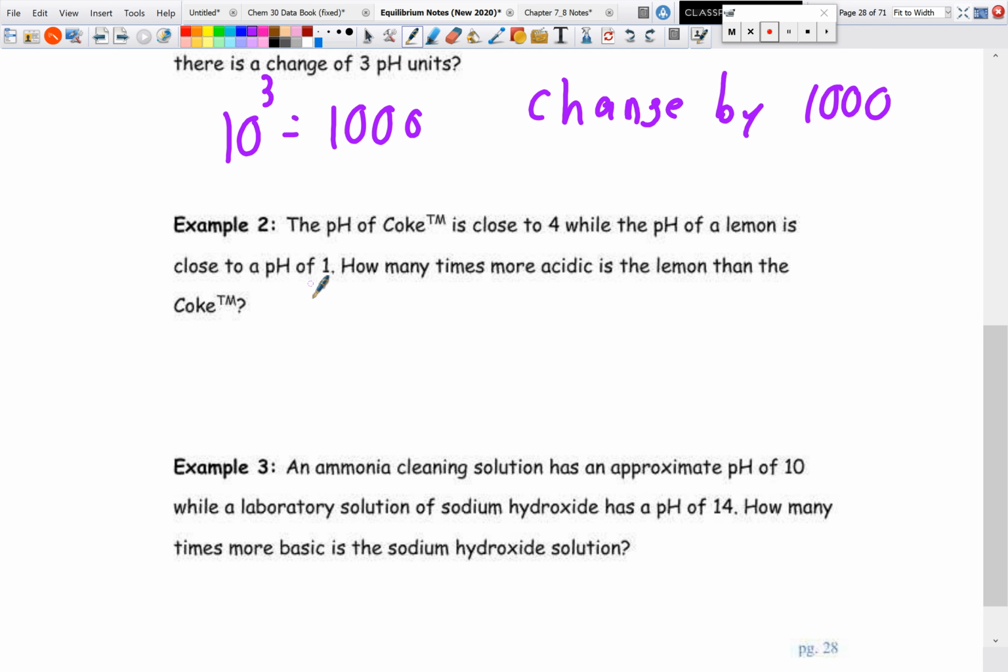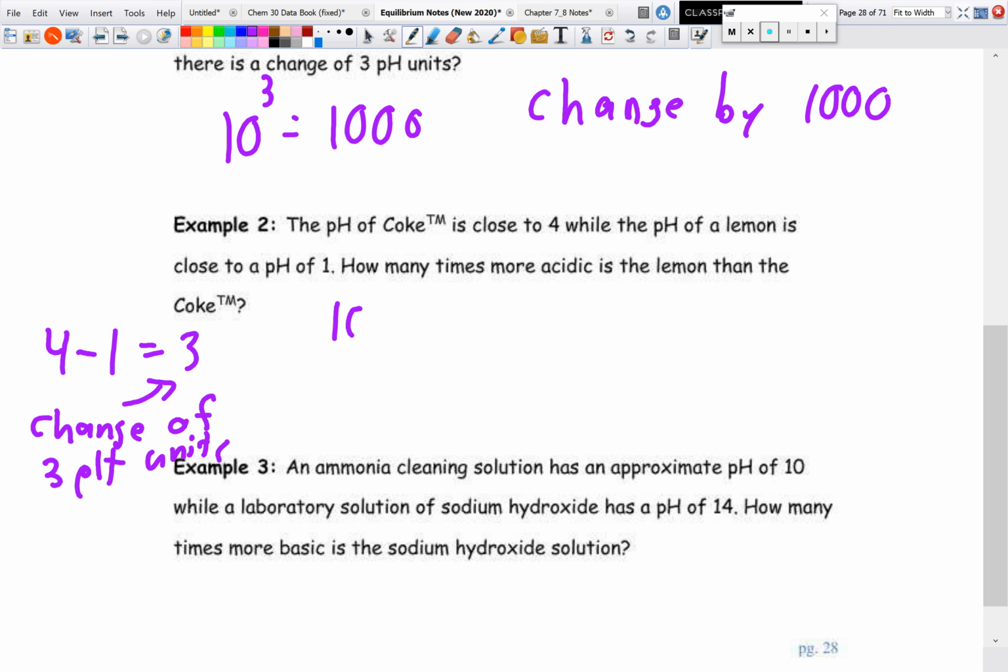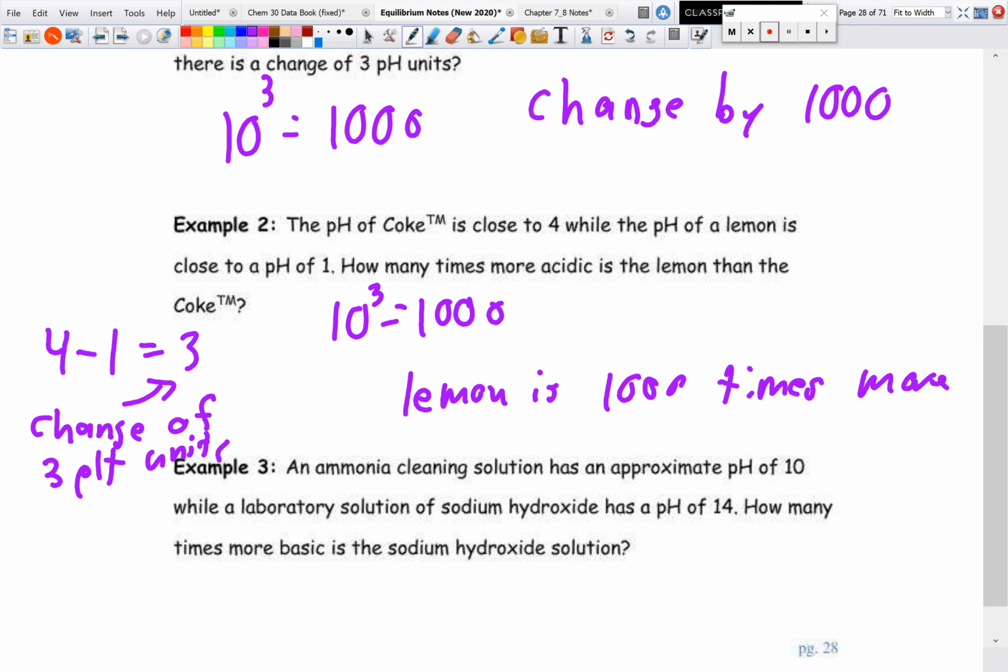Now, practicality-wise, if you see something like this, the pH of Coke is 4, while the pH of lemon is 1, how many times more acidic is the lemon than the Coke? So figure out how many changes in pH units. We go 4 minus 1 is equal to 3. So there was a change of 3 pH units, and we already did the math up above for that one. So that means a lemon is 1,000 times more acidic than the Coke.